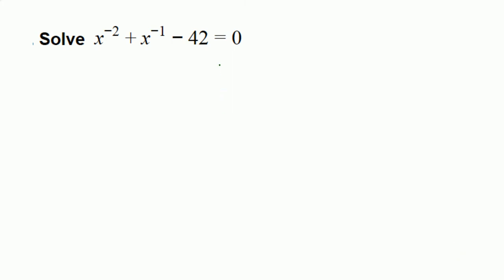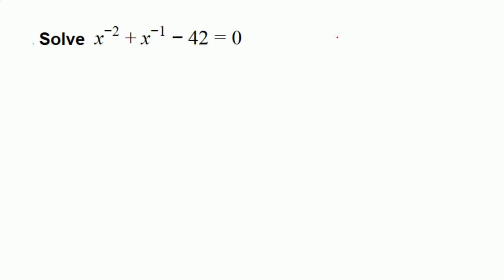We have a trinomial, 3 terms, but negative exponents. If we did not have negative exponents, then this would be just a quadratic equation. But what is the relationship between x raised to negative 2 and x raised to negative 1?